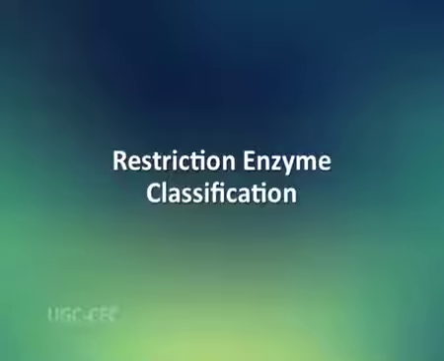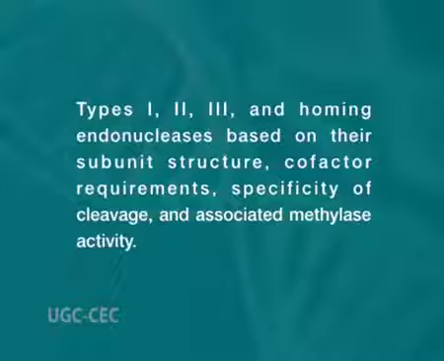Now let us try to classify the restriction enzymes. Restriction endonucleases are categorized into one of 4 general groups: Type 1, Type 2, Type 3, and homing endonucleases, based on their subunit structure, cofactor requirements, specificity of cleavage, and associated methylase activity.